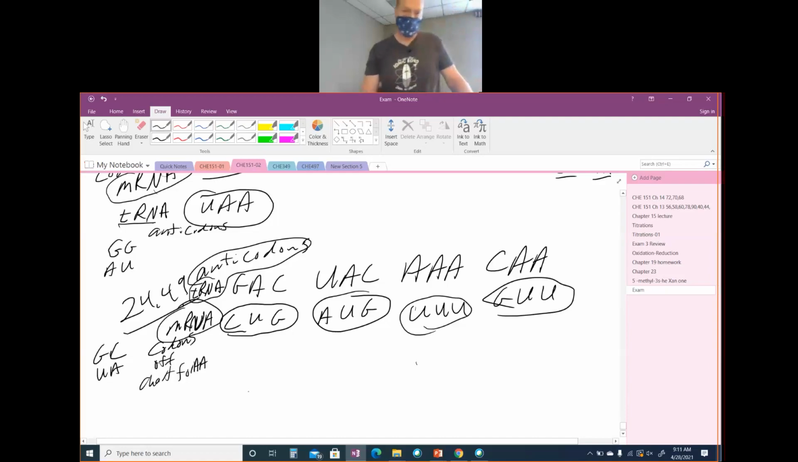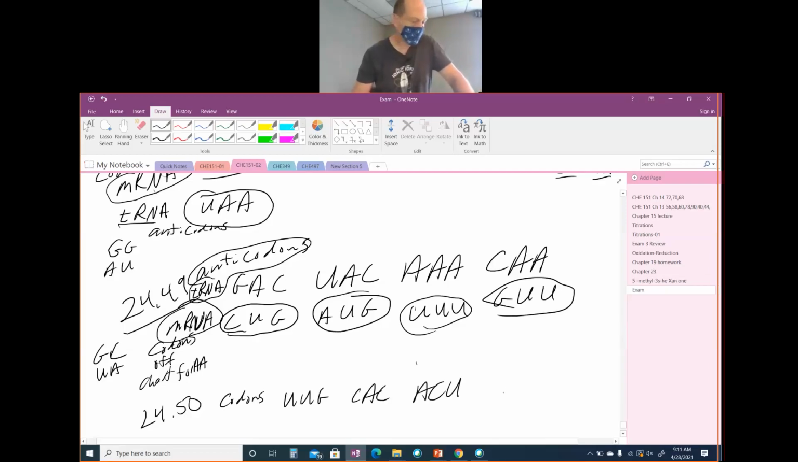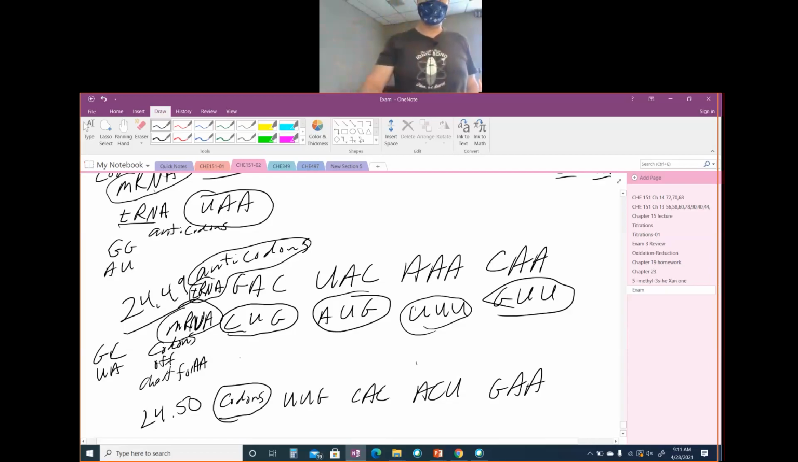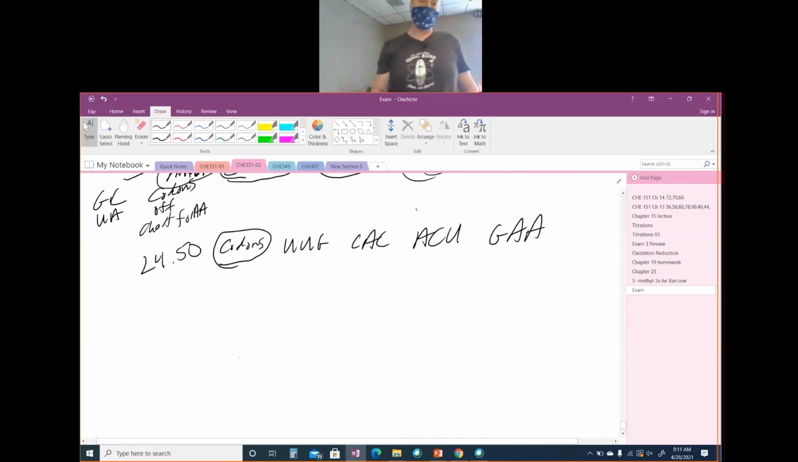And then 50 is just the opposite. They give you the codons and then they ask for the anticodons. So it says here are your codons: UUG, CAC, ACU, and GAA. So now you know those are the codons. You simply go right to the chart if you want the amino acid that goes with these codons. The question was, what are the anticodons?